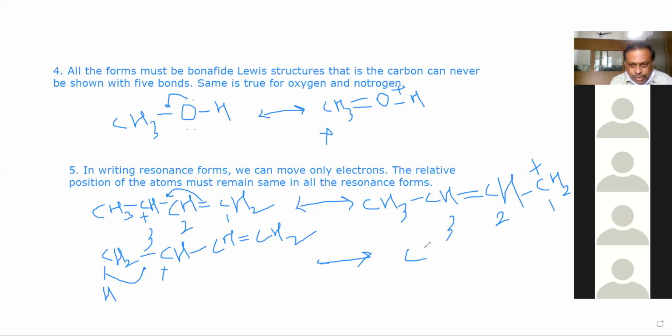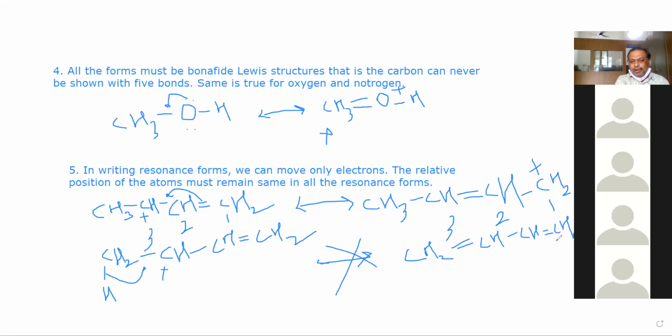Like CH2 double bond CH single bond CH double bond CH2 double bond CH2. This is not correct in resonance. आहे का? ह्याच्यात काय झालं? We add the extra bond किंवा एक हायड्रोजन कमी झाला, म्हणजे atom ची positions change झाली. This does not happen in the resonance. Here only electrons should move. इथे फक्त electrons move होतील and the relative position of the atoms must remain same in all resonance.